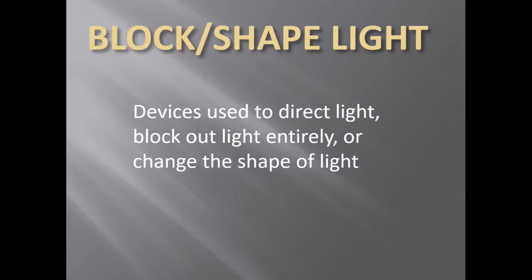So the first category are those lighting accessories that block or shape light. So this could be an accessory that completely darkens a light and makes it disappear, or that makes the light turn into a different shape, like a circle or a star. Or it could be one that just directs light in different locations or blocks it out of certain areas.